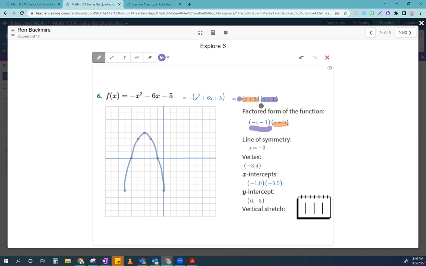Yeah, so these are the same. I'm going to prove to you really quickly. If I multiplied negative parentheses x plus 1 plus 1, can you distribute that for me? What would that be?